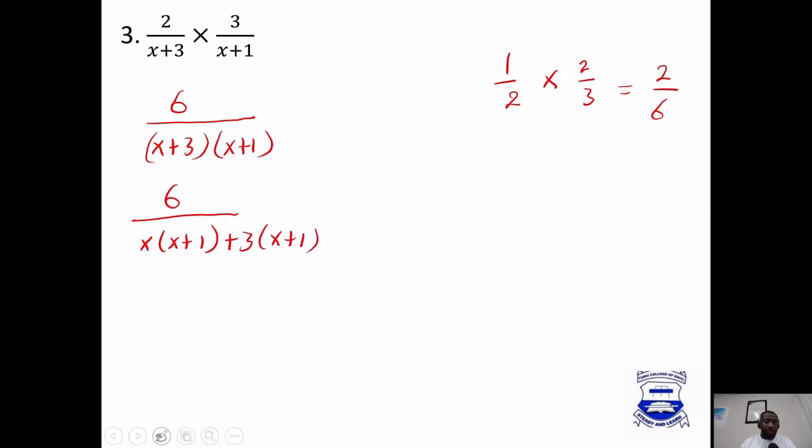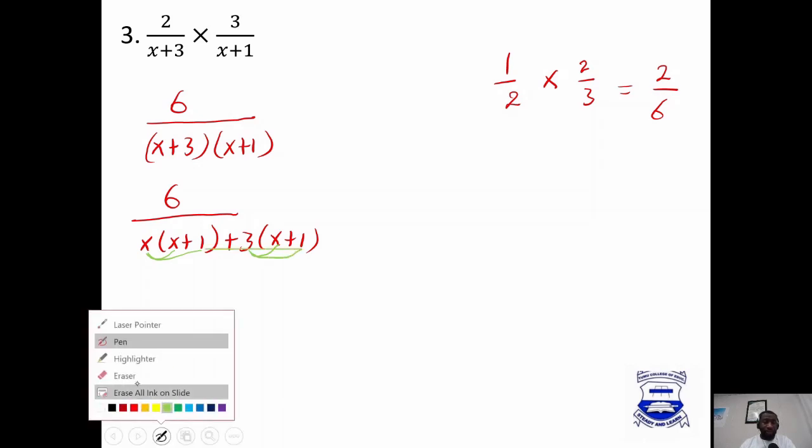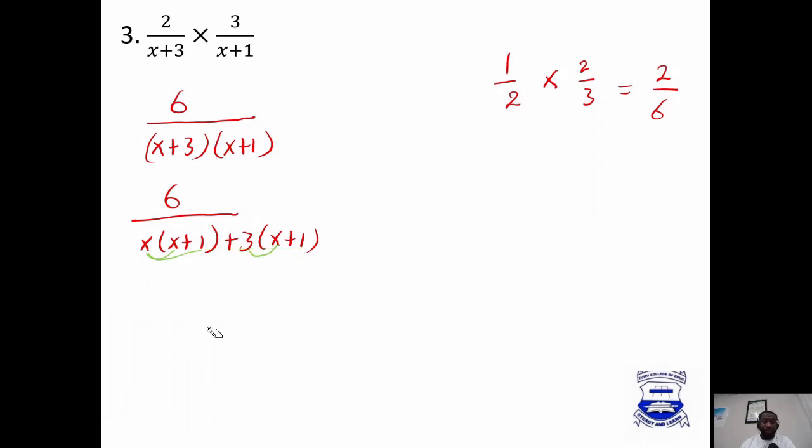So here, remember we just use the distributive property to make it easy. X multiplied by x, x times 1, 3 multiplied by x, and then 3 multiplied by 1, right? Just as we did for the first few examples. So let's continue.